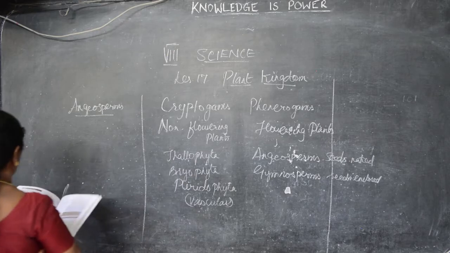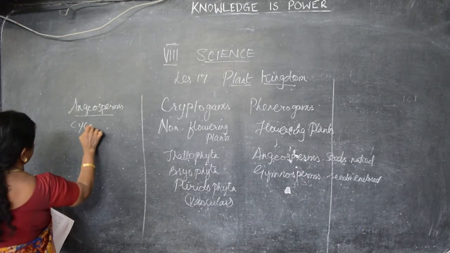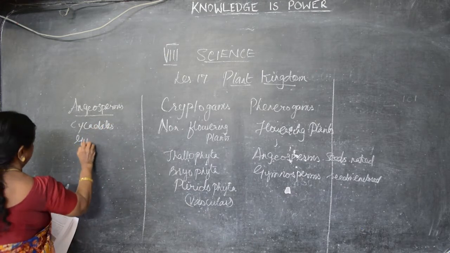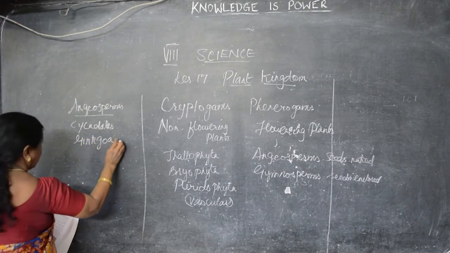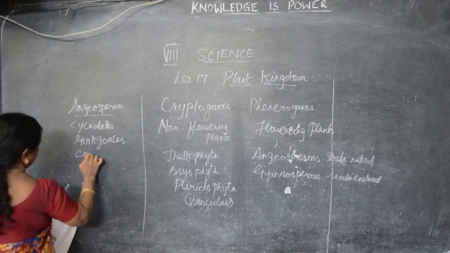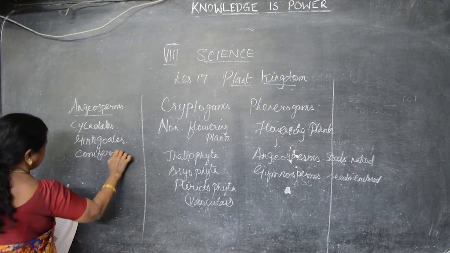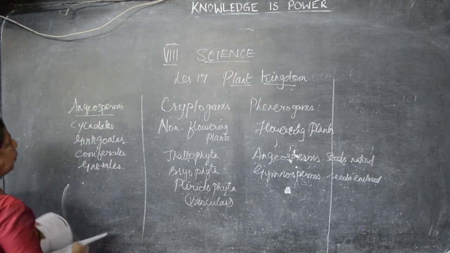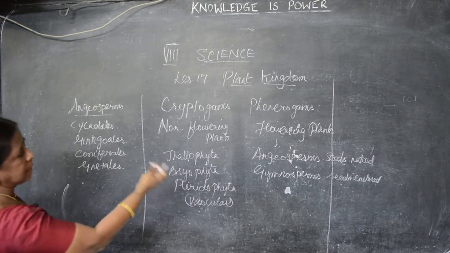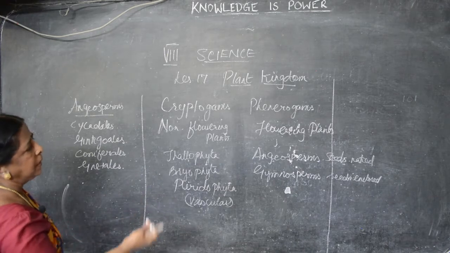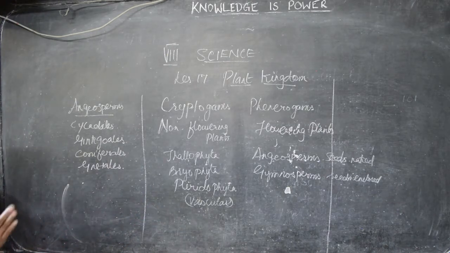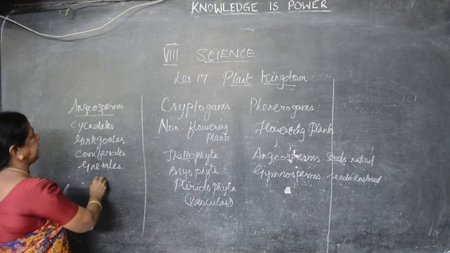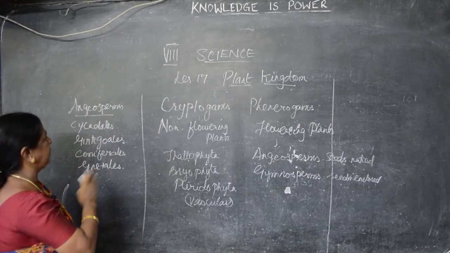Angiosperm further divides into 4. They are cycadales, ginkgoes, conifers and needles. So, what are the 4 kinds of angiosperm? I said already, it comes under phanerogams, it is a flowering plant. Angiosperm seeds are naked. So, it has 4 subdivisions, that is cycadales, ginkgoes, conifers and needles. So, based on the shape of the leaves, we have divided them into 4.